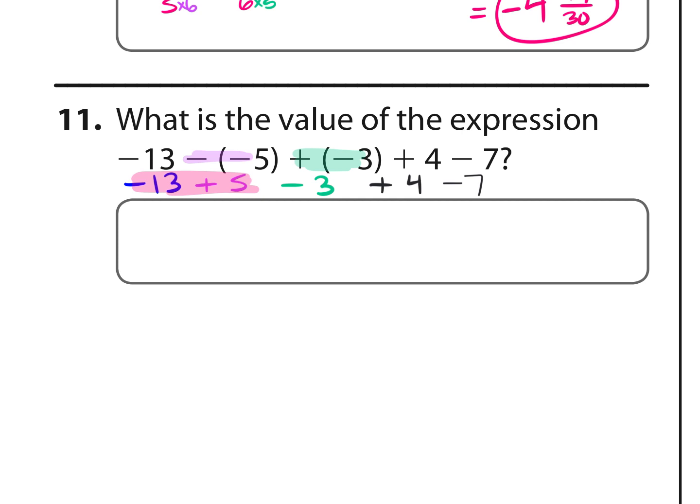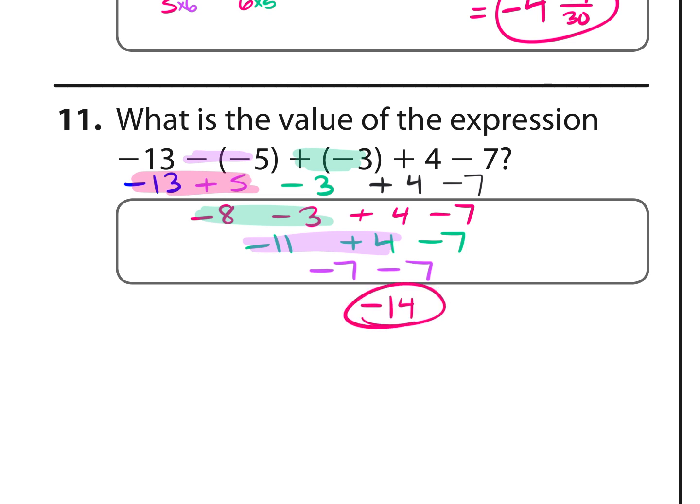So negative 13 plus 5 is negative 8. Bring everything down. Negative 8 minus 3 is negative 11. Bring everything down. Negative 11 plus 4 is negative 7. Bring everything down. And then negative 7 minus 7 is negative 14.